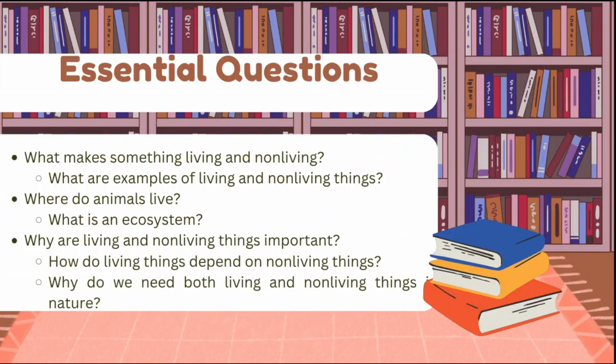Some essential questions that we talked about throughout our lesson were: what makes something living and non-living, and what are some examples of those? Where do animals live, in which ecosystems? And then why are living and non-living things important? How do we depend on non-living things? And why do we need both?